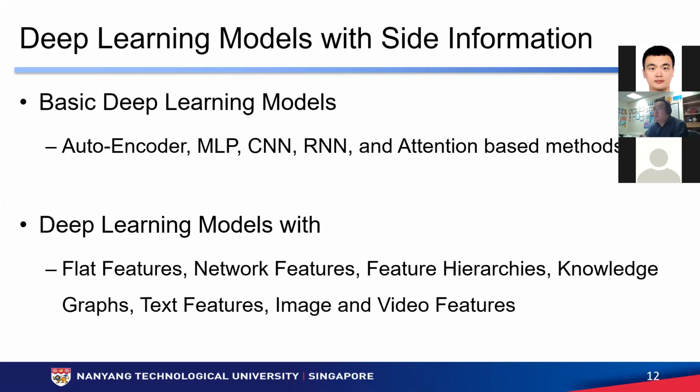So in the next few slides, I will first briefly talk about those basic deep learning models, and give high-level ideas of those different types of deep learning models. And then I will mostly give you some examples of how those models can leverage the different representations of side information. And then I will give you some highlights, some interesting findings, and also conclusions.